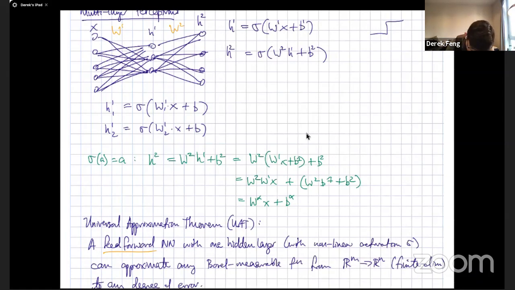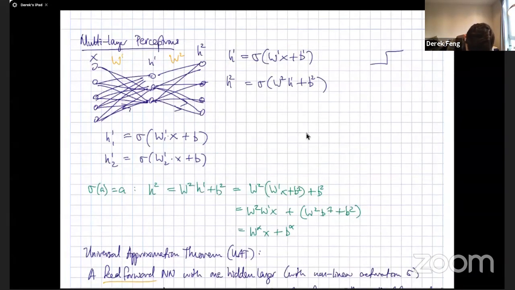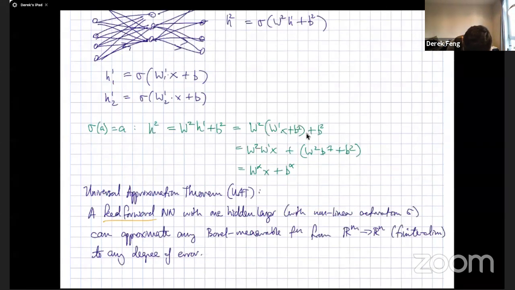So we have one hidden layer, and that's fine. It can approximate any Borel measurable function. If you've taken measure theory, you'll know what that means. Otherwise, basically think of it as something that's continuous, like a nice function. It can't be too crazy, otherwise it's impossible to approximate it.